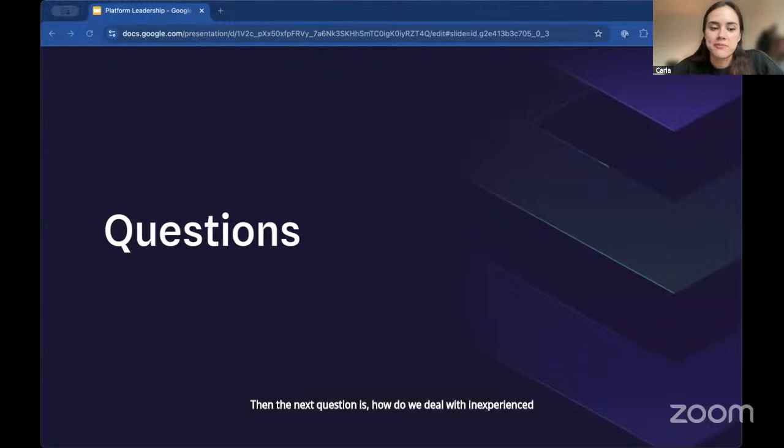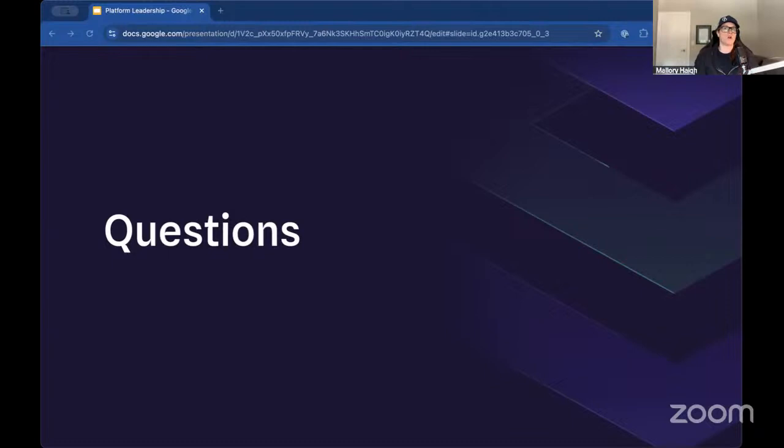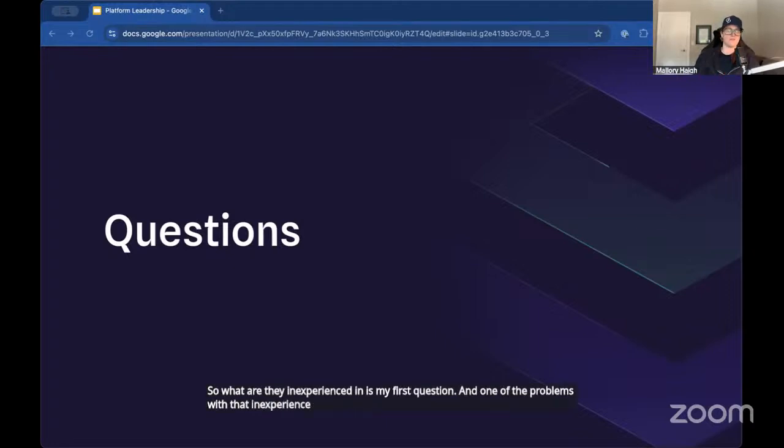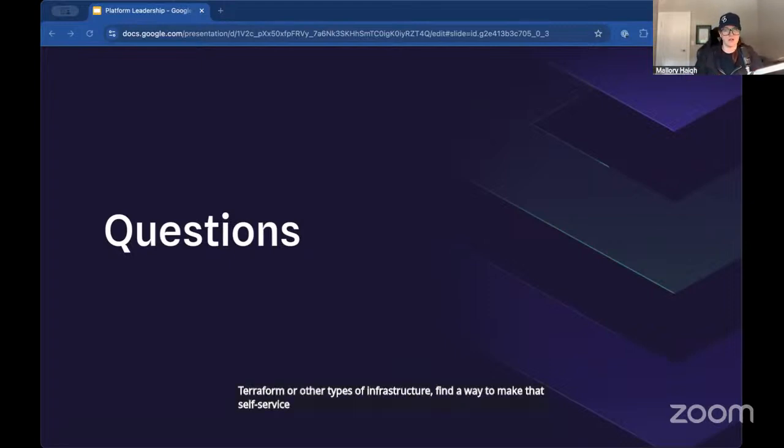Then the next question is, how do we deal with inexperienced teams? Full automation? So what are they inexperienced in is my first question. And what are the problems with that inexperience that are coming up? So is it that maybe they're an inexperienced developer team and they aren't experienced with writing unit tests, and having a way of actually forcing them through that? Maybe that's what you have to do. If it's inexperienced with things like Terraform or other types of infrastructure, find a way to make that self-service or as automated and standardized as possible.